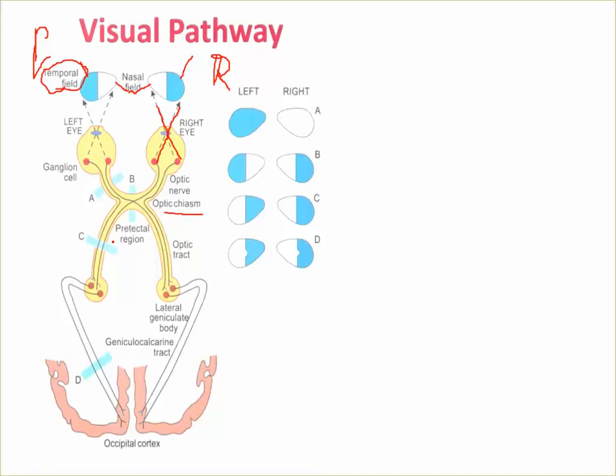Then it goes along to form the optic tract. And once it meets the lateral geniculate body, then it's called the optic radiation, which goes to the occipital cortex. So now let us see what will happen at different places when you have lesions.